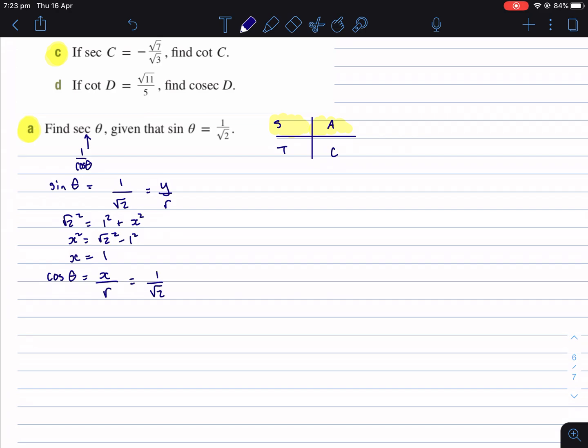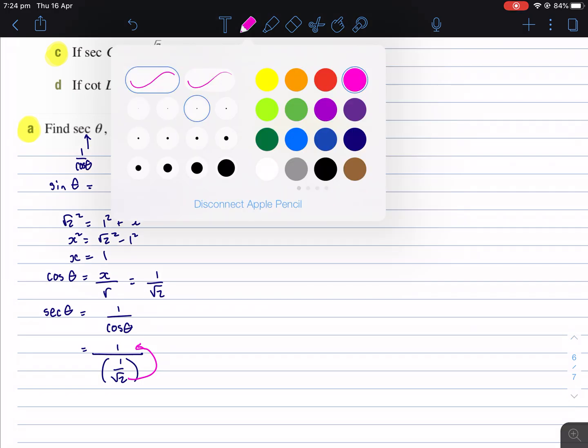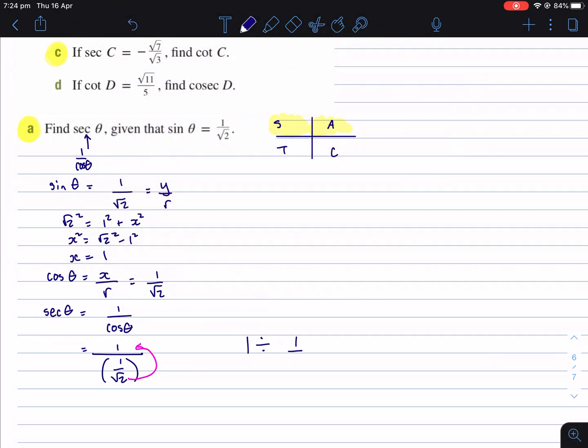Oh, it's the same because it's 45 degrees. Which means sec theta, which is 1 on cos theta, is 1 on 1 on root 2. Don't forget, when you've got a fraction on a fraction, the bottom goes up there, because it's the same as 1 divided by 1 on root 2, which means it's 1 times root 2 on 1. This is 1 on 1 times root 2 on 1, which is root 2 on 1, which is just root 2. So sec theta equals root 2, or negative root 2.